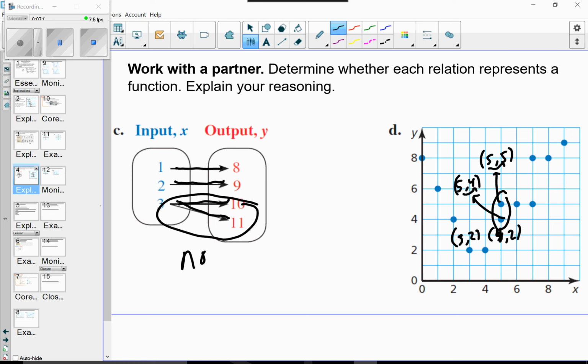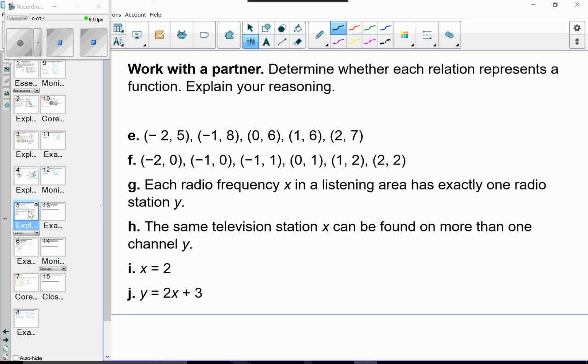So that's a problem. We also have a problem over here because right here I've got 7, 5, but I've also got 7, 8. Well, that's a problem. 7 goes to 5, so 7 can only go to 5. 7 can't go to something else. 7 can't go to 8. So that's actually two reasons here why this one is not a function. So neither one of these for C or D are functions. So be prepared for things like that.